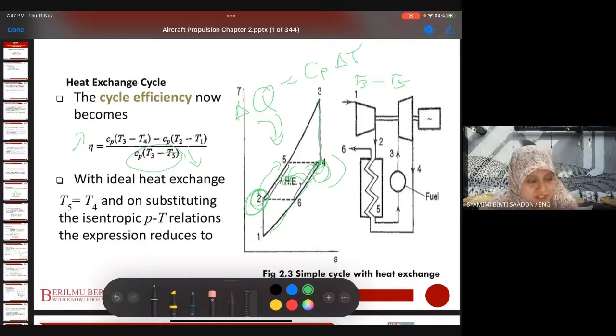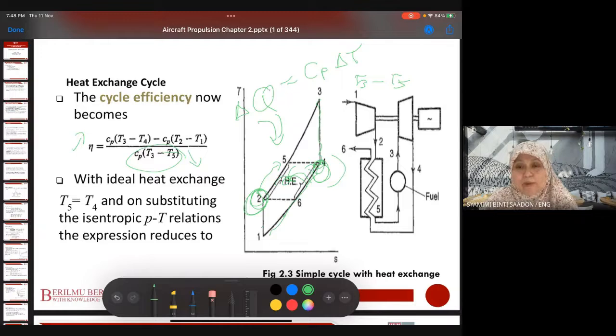So the cycle efficiency here will change. The network output is still the same: the work produced by the turbine minus the work used in the compressor, T3 minus T4 minus (T2 minus T1), over T3 minus T5, which is the heat supply Q. So instead of T3 minus T2, it is T3 to only T5. So we reduce the heat supply, we reduce the fuel, supposedly. We expect to reduce the fuel by adding the regenerator.